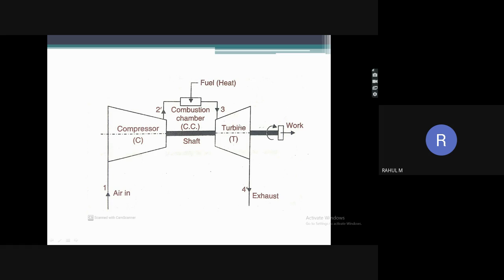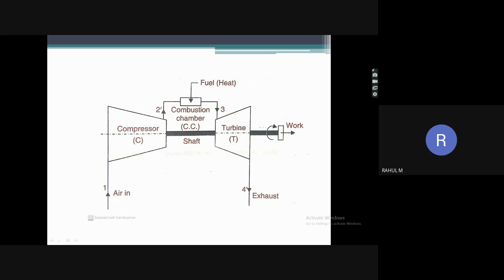Okay, and due to the rotation, it will produce work. This rotating mechanical energy is taken and connected to the generator, and then it generates the electricity. So the working is simple, but the additional thing associated with this is that a part of this goes as exhaust.